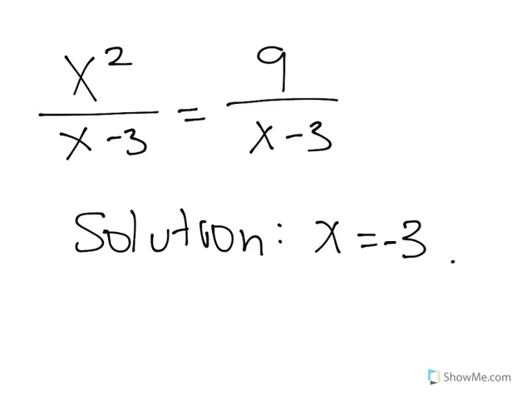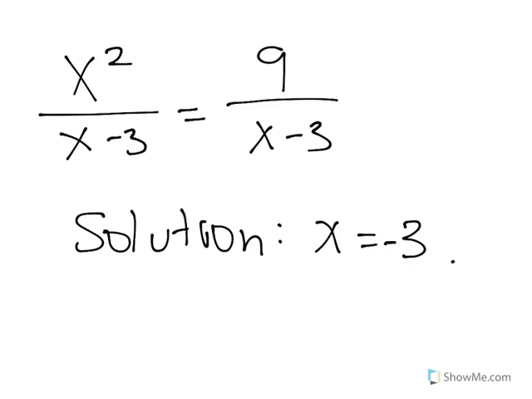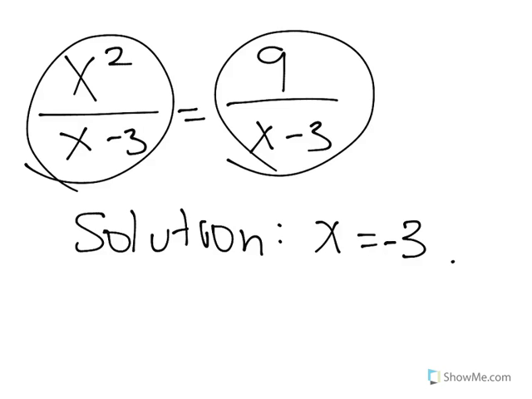But what does this solution mean? This solution means that if you were to graph x squared over x minus 3, and you were to graph 9 over x minus 3, they would only intersect at negative 3. They will not intersect at 3. So that is something very important to know.